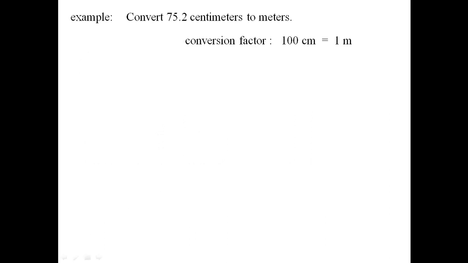So when we convert these things, we are going to need conversion factors, which are, in this case, the same lengths, but written with different units. Here's how we're going to set this up. We're going to set 75.2 within some parentheses like this, and then we're going to multiply it by 1. But it's going to be a special form of 1. X over x, 1 meter over 100 centimeters.